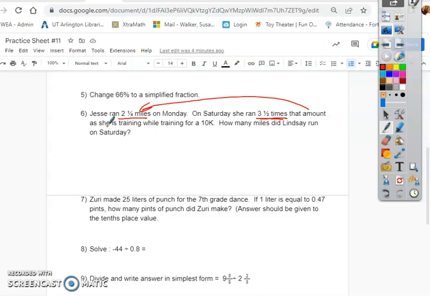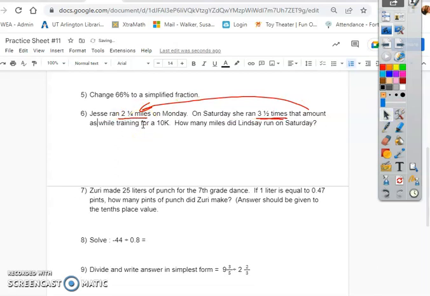Let me get rid of that. We'll just say while training for a 10K. How about that? I need to proofread, but this way it'll be right for the next time. While training for a 10K, how many miles did Lindsay run on Saturday? So, Monday she ran 2 1/4. Saturday she ran 3.5 times this one. Okay? So remember we do Texas.